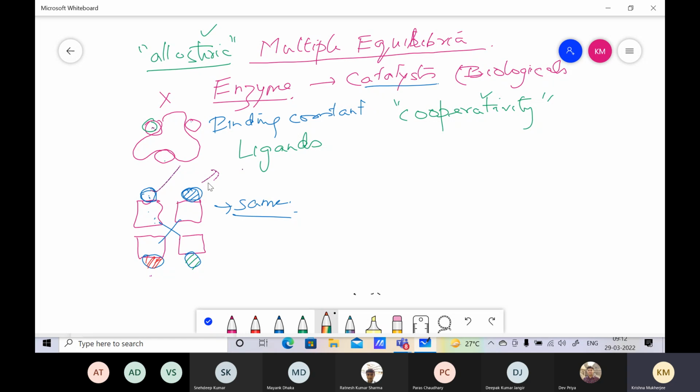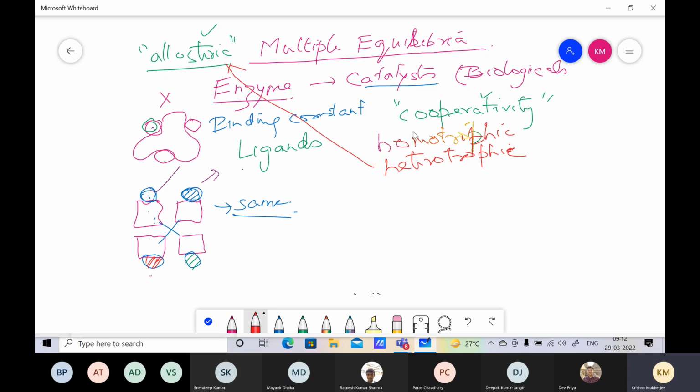Multi-site enzyme usually means that this is not necessarily a monomer but a multimeric enzyme. If the same ligand is being talked about, we call it homotropic effects. And if there are different ligands, then we talk about heterotropic effects. I will not talk of heterotropic effects. Essentially, heterotropic effects are very similar to allosteric effects, especially when they have regulatory roles to play.